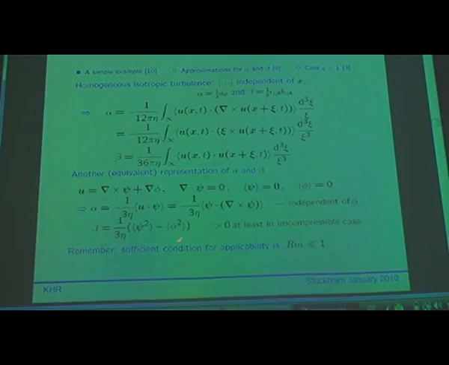This is insofar interesting. If you have the incompressible case, phi doesn't occur, phi can be put equal to 0. And then you have here the proof that beta is positive. Beta is positive, at least in the incompressible case. It can take negative values in the compressible case.